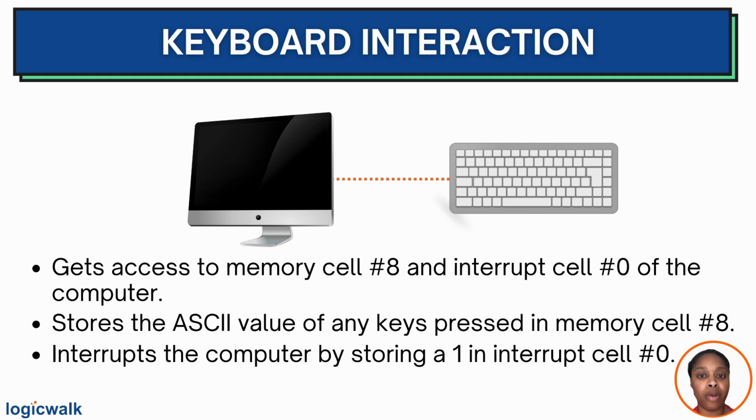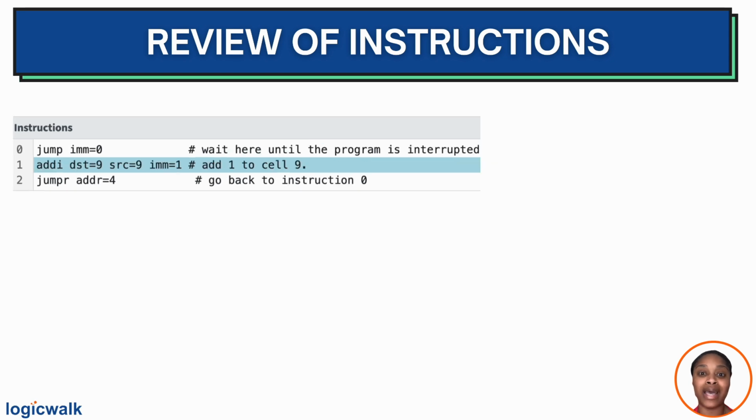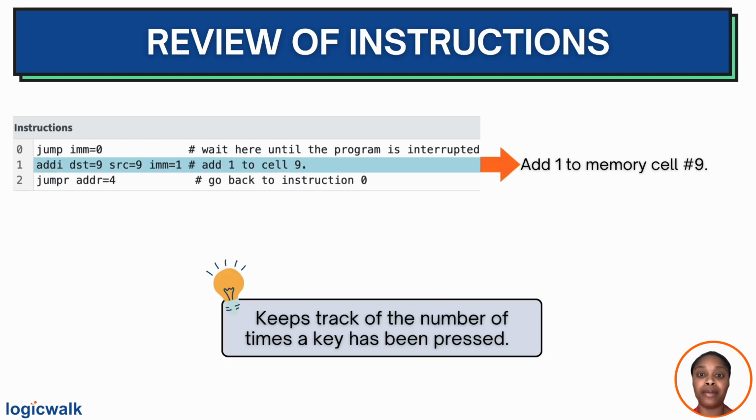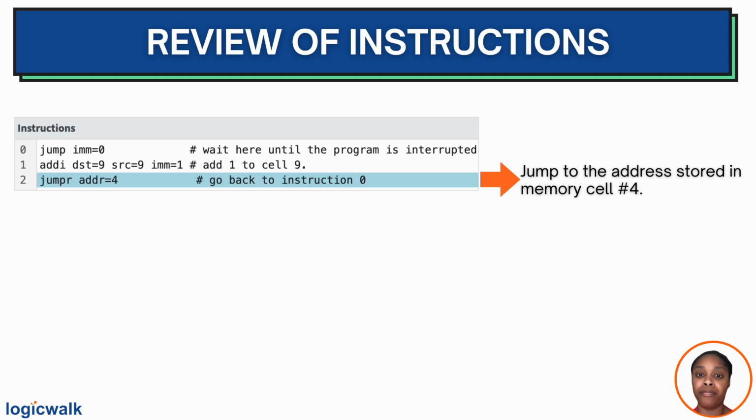Let's go over the program we're about to run. Instruction 0 tells the computer to wait. Instruction 1 tells the computer to add 1 to memory cell 9. This helps us keep track of how many times a key has been pressed. Instruction 2 tells the computer to jump to the address stored in memory cell 4. We'll talk more about this value later.